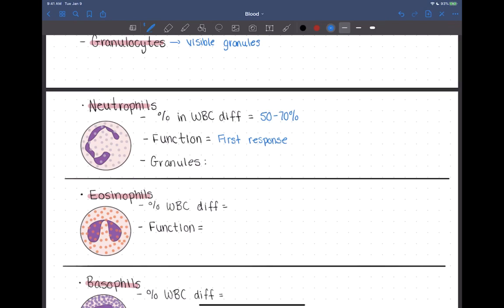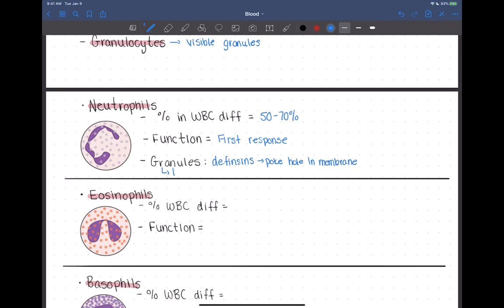Their granules contain what are called defensins. Defensins poke holes in membranes. They're really cool, right? So if the neutrophil rolls up to the site of an infection and there's bacteria there, it can release its granules, degranulate, and release the contents. These defensins will go to those bacteria and stab a bunch of little holes in the bacteria and end up killing it. So they contain defensins.